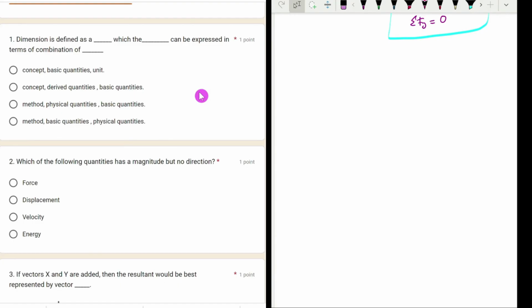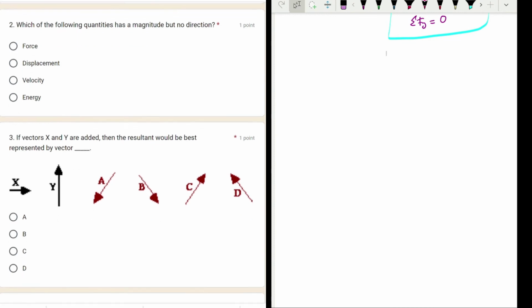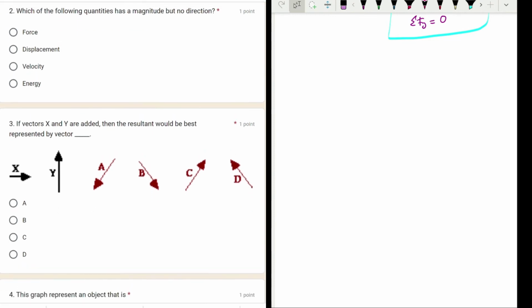Okay. So dimension is defined as a method. So A dengan B dah salah. As a method which the physical quantities can be expressed in terms of combination of basic quantities. Okay, so the answer is C. Very easy. Next, itu kena hafal lah. Okay, so which of the following quantities has a magnitude but no direction? Means that mana quantity di bawah ini yang scalar quantity, bukan vector. Okay, force adalah vector, displacement vector, velocity vector. The answer is energy.